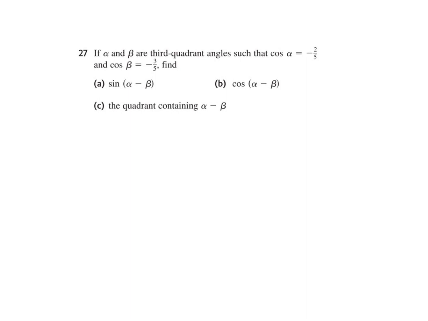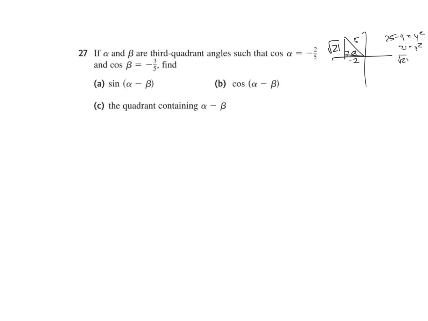All right, number 27. Sine of a minus b. So first of all, let's do cosine of a is negative 2/5. So x is negative. Cosine is adjacent over hypotenuse, so left and up. So 5, and this is negative 2. Now we need the other side. 25 minus the 2 squared will be the y squared, so 21. So the square root of 21 is the y there.